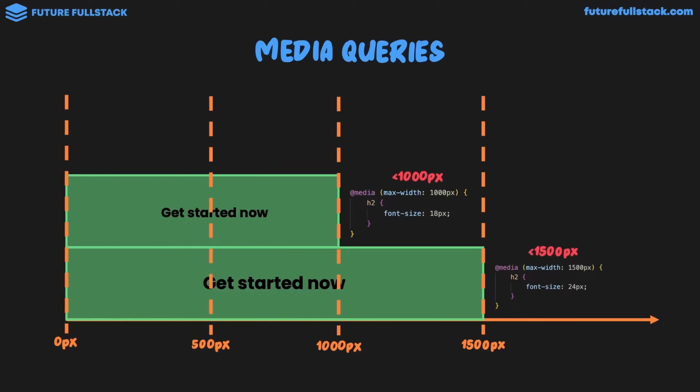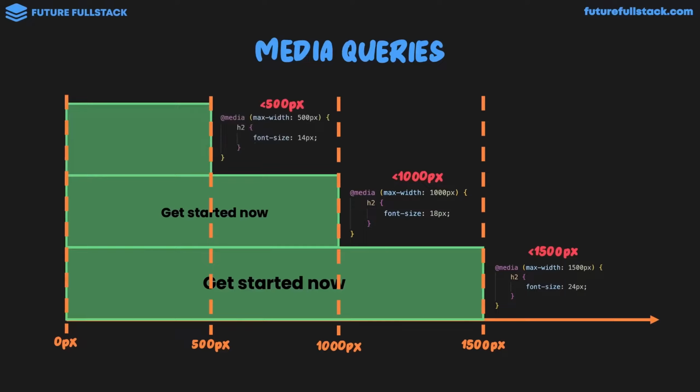And finally, let's go change our H2 for browser widths or screen sizes less than 500 pixels. That is this range over here. And that would look like this. @media, with a max width of 500 pixels. And inside there, we have our H2 with a font size of 14 pixels, which would look something like this. So you can see at different screen sizes, our H2 font size will be different.